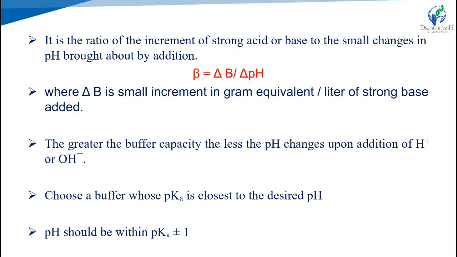Buffer capacity essentially depends on two factors. One is the ratio of the salt to the acid or base, and the second is the total buffer concentration. So buffer capacity is not a fixed value. It depends on the ratio of salt to the acid or base, on the total buffer concentration, and on the amount of base that we have added.